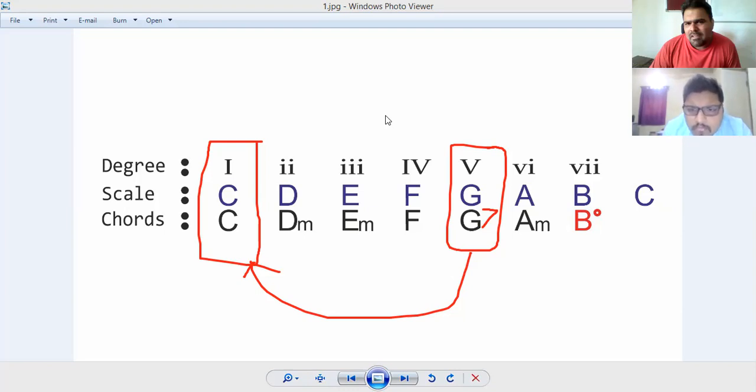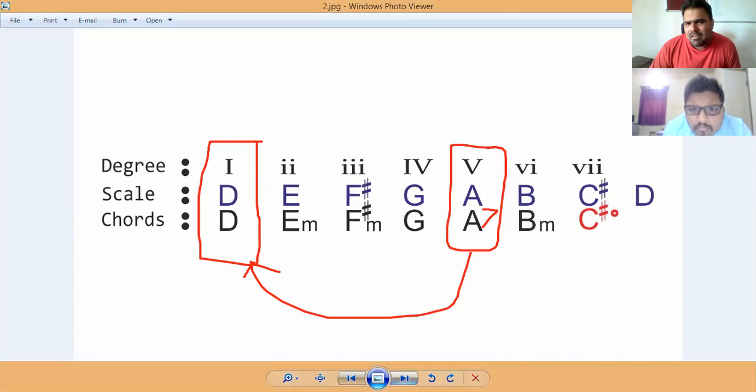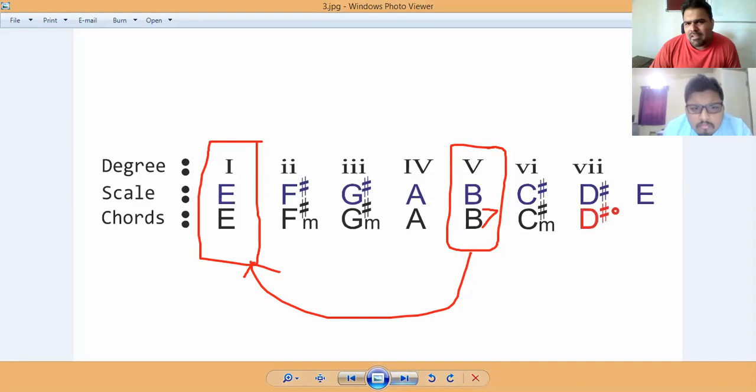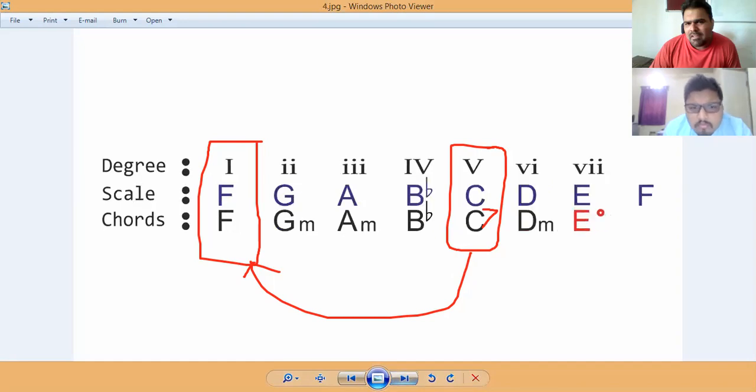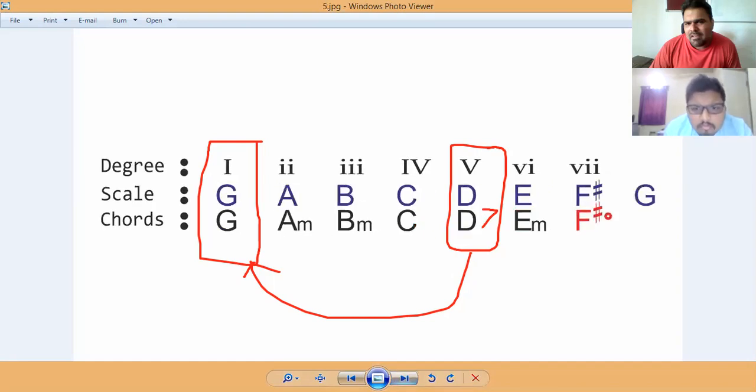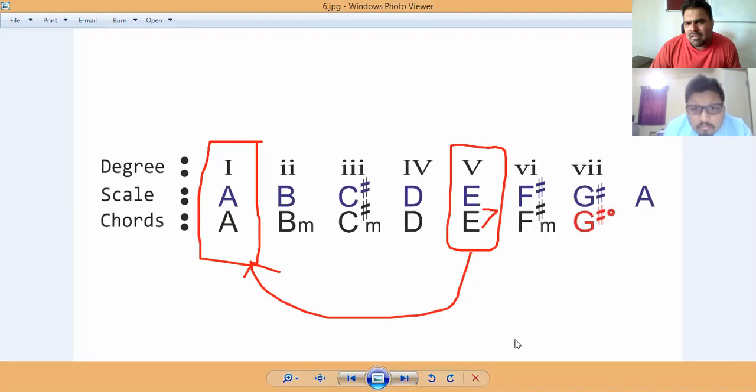Now by the way, it's not C and G. That's again a wrong way of saying it. It is a 1 and a 5 chord relationship. Let's look at this. If I'm in the key of D, it will be a D and A relationship. If I'm in the key of E, it's going to be E and B. If it's in the key of F, that's how it's going to be. And this relationship is going to be constant.